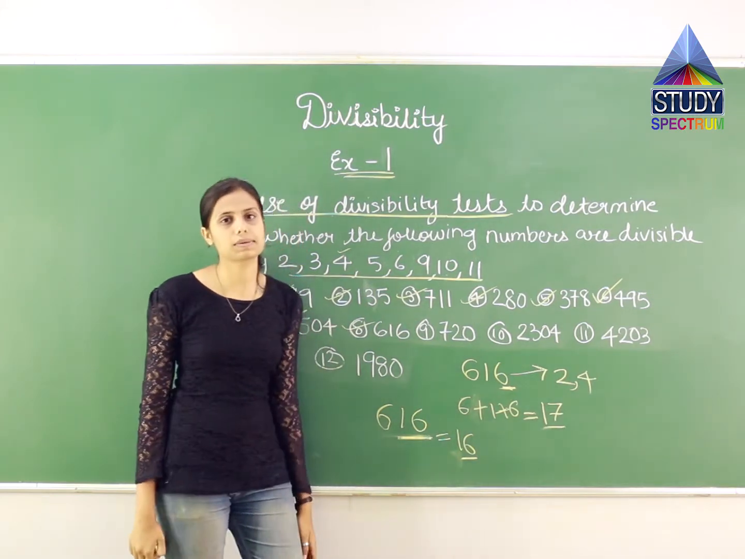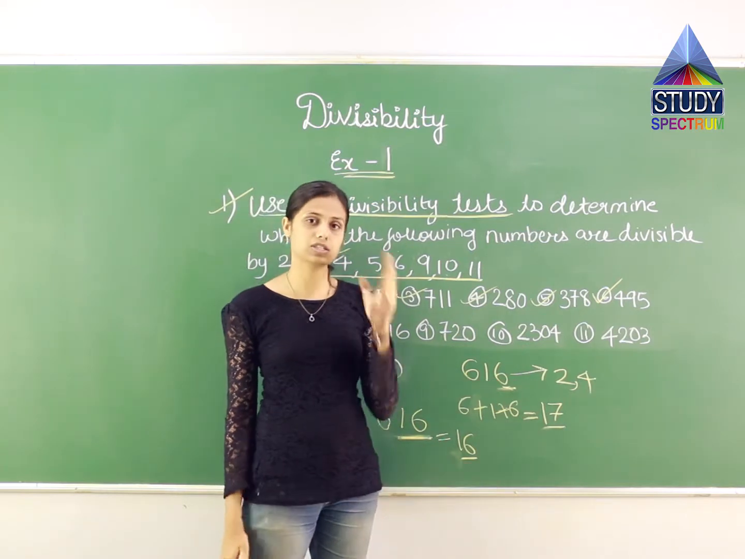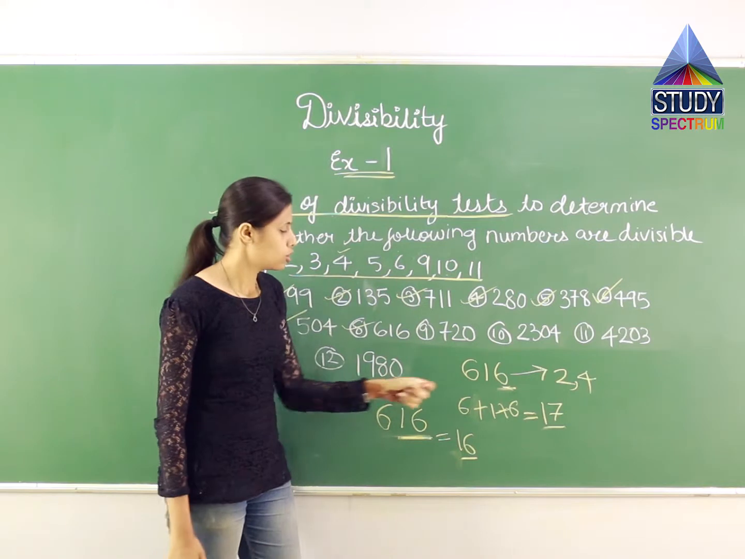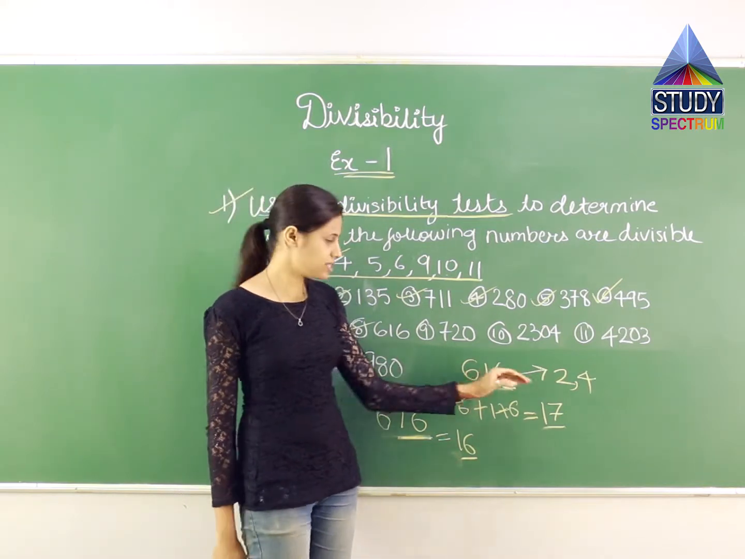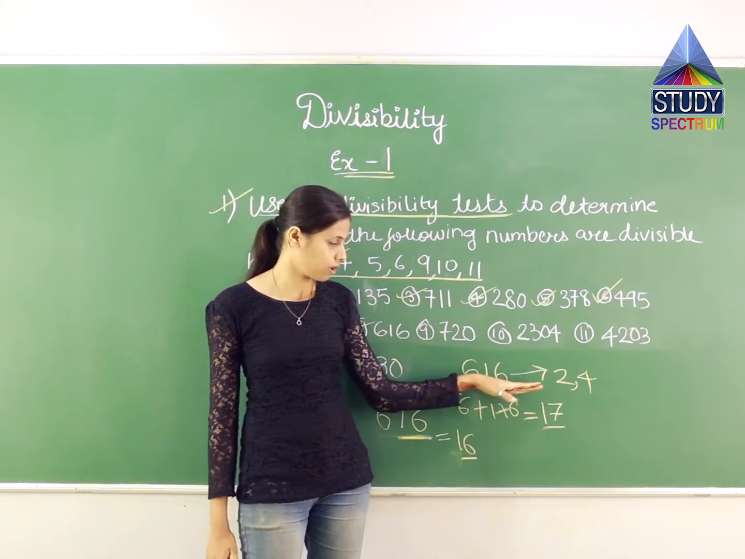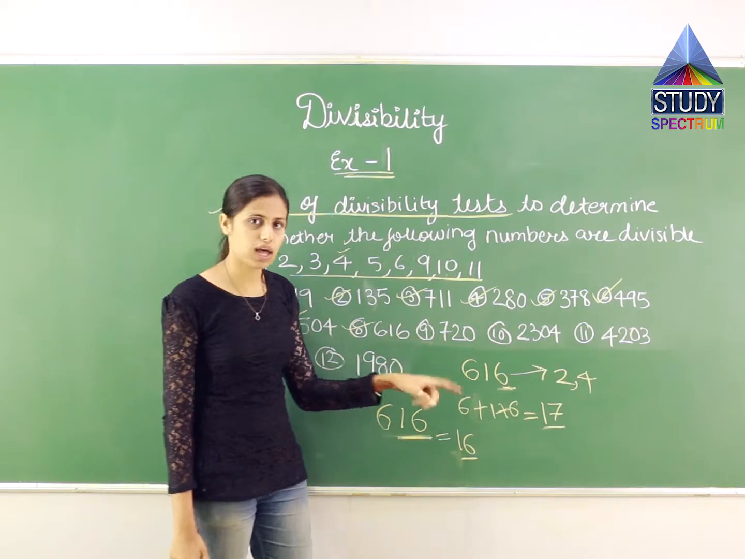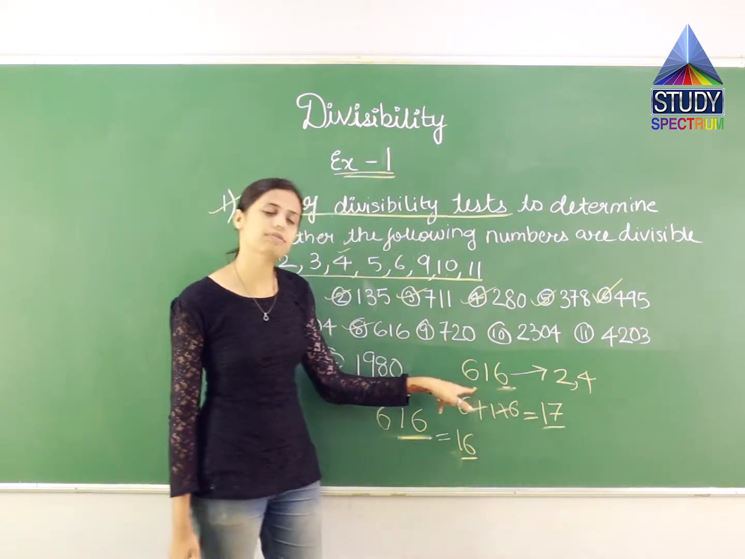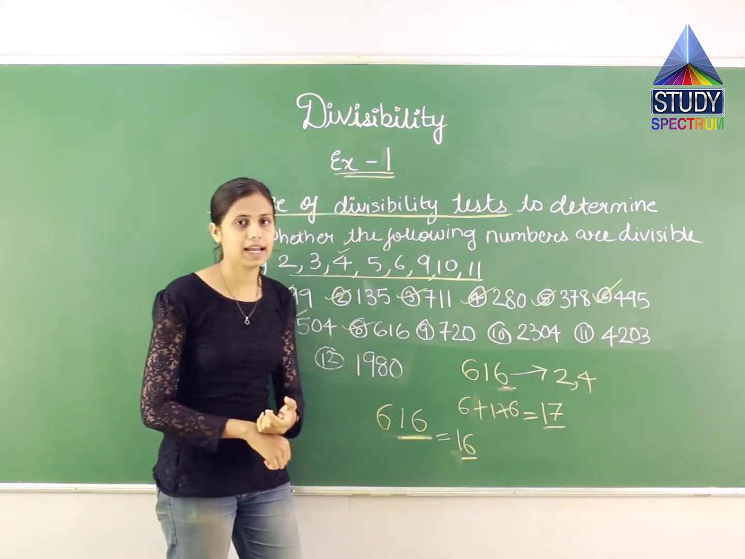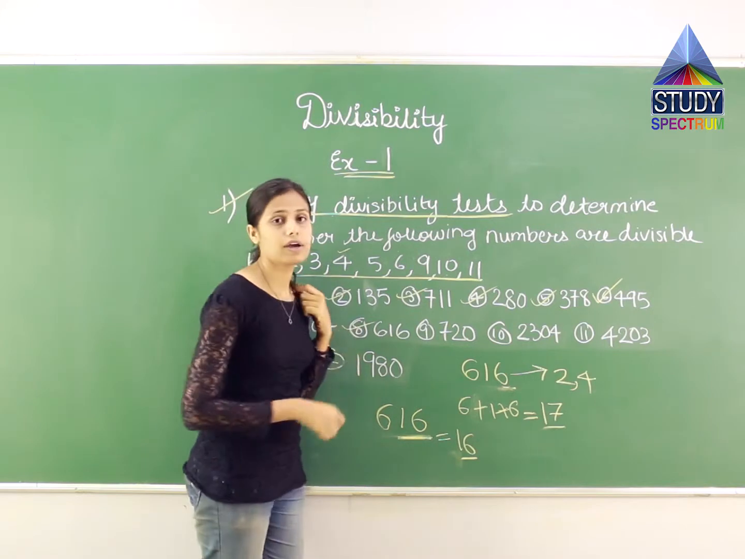Now test of divisibility by 5. What is the test of divisibility by 5? You have to check the last number. If the last number is 0 or 5, then the entire number will be divisible by 5. So over here I have 6. Now is 6 equal to 0 or 5? You have to look at the last number, whether it is 0 or 5. If it is 0 or 5, then the whole number will be divisible by 5. So over here I don't have 0 or 5 at the end. So I can say that this entire number 616 is not divisible by 5.